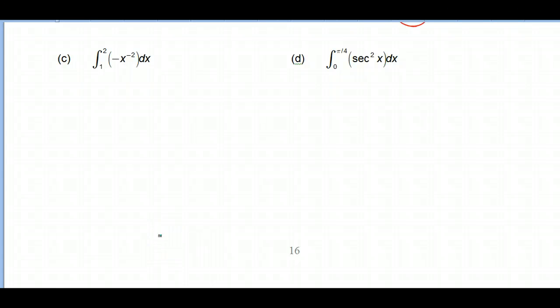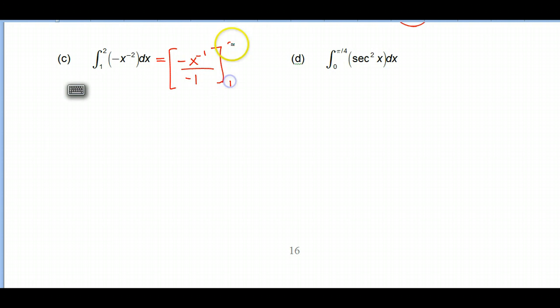How about C? Okay, so if I have -2 and I add 1, I get -1, right? So it's negative x to the -1, and we divide by that -1. So it turns into 1 over x. Exactly. So it becomes 1 over x evaluated from 1 to 2. So it's minus 1 over 1. So we get -1/2.